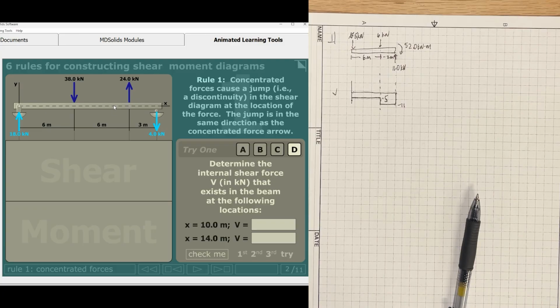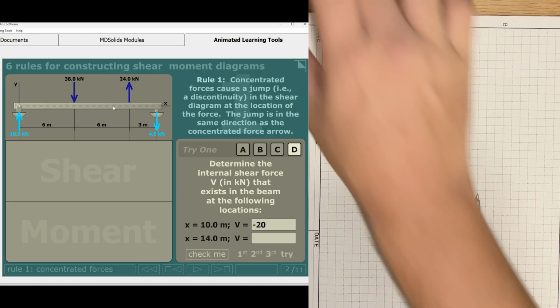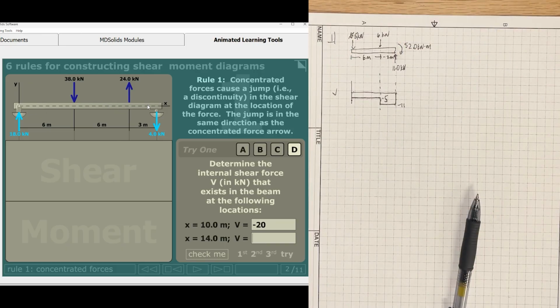So let's go ahead and go with D here. It's the last one. So whenever x is equal to 10, we're going to be somewhere around here, right? We're going to be 4 meters past this because 6 plus 4 equals 10. So in this case, it's going to be that positive 18 minus 38. That's going to give us a negative 20. And then if we go 14 meters in, it's going to be 12, and then plus an additional 2 here. So we can go 18 minus 38, negative 20. Plus 24 is going to give us a positive 4.